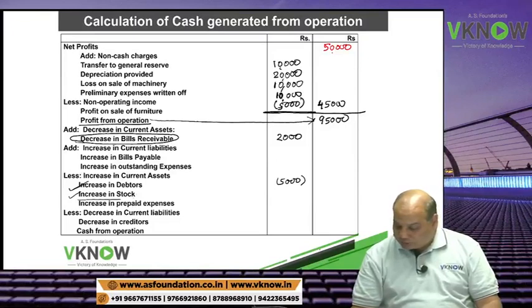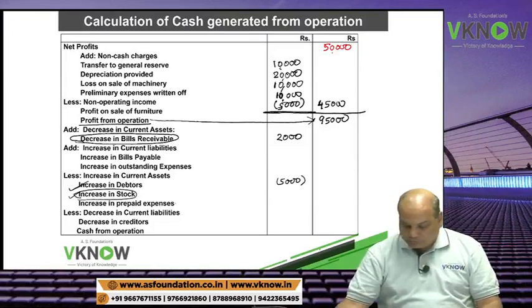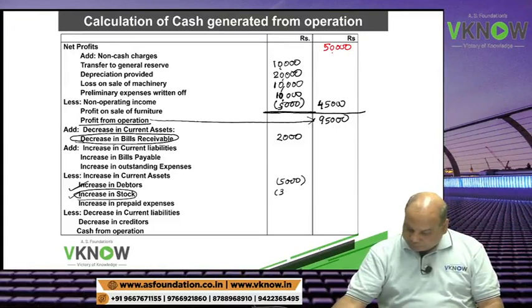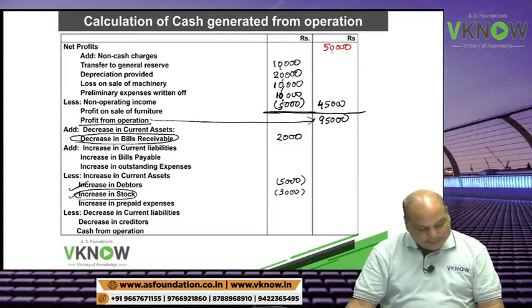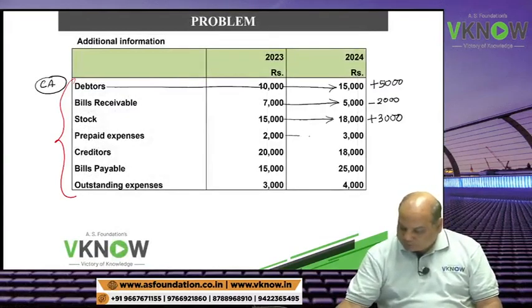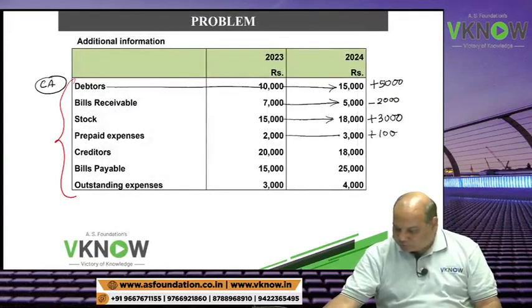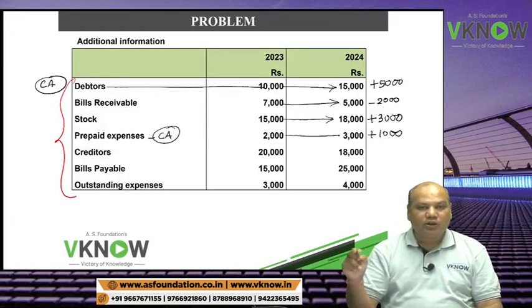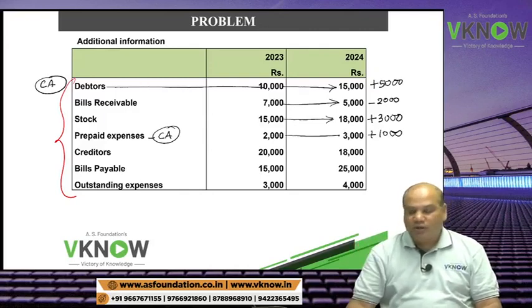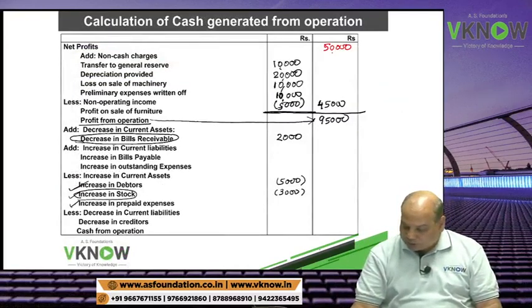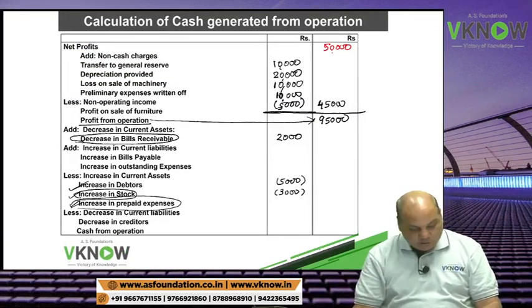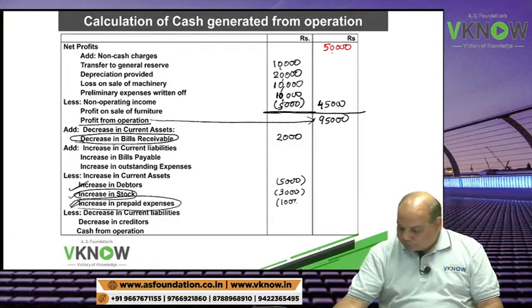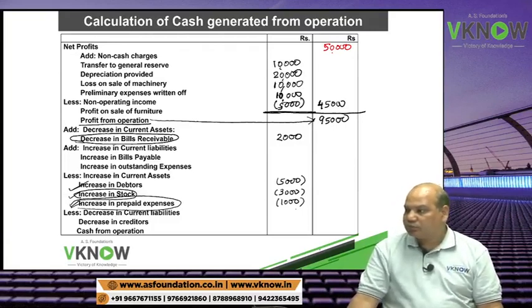So come below here in the last fifth line, write in bracket 3,000. Next item, prepaid expense. Prepaid expense plus 1000. This is also a current asset item. Same answer, increase in current asset, decrease in cash flow. Last fourth line below, increase in prepaid expense, decrease in cash flow, 1000 rupees.